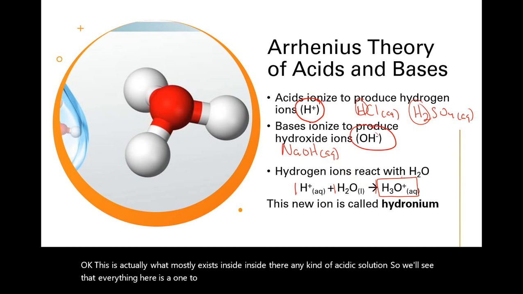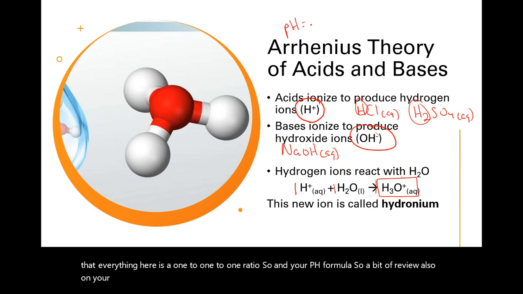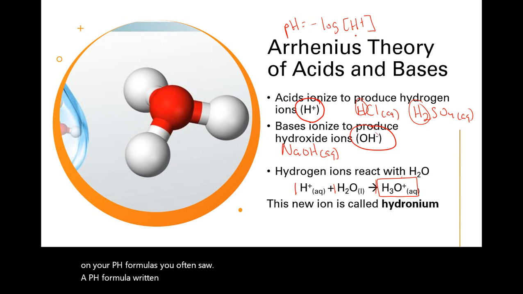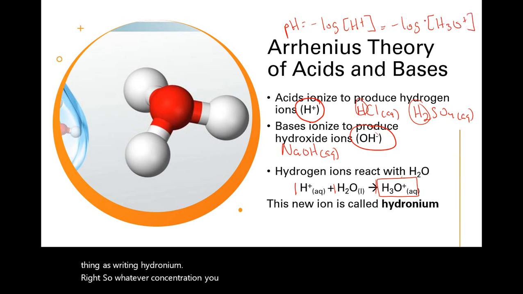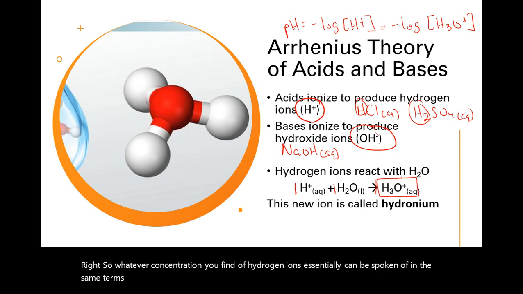So a bit of review also on your pH formulas, you often saw a pH formula written like this: negative log of the concentration of hydrogen ions. That's the same thing as writing hydronium. Right, so whatever concentration you find of hydrogen ions essentially can be spoken of in the same terms as a hydronium concentration as well. Okay, moving on.